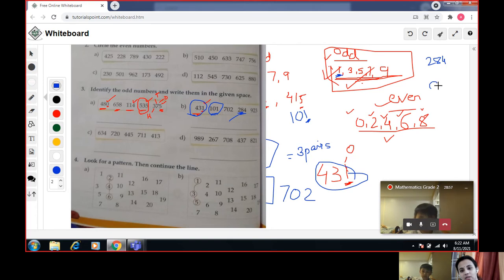And 923, the last one? It's odd, I think. Odd, right? Yeah. 3 comes in the ones place and 3 is odd. That's why this is odd.